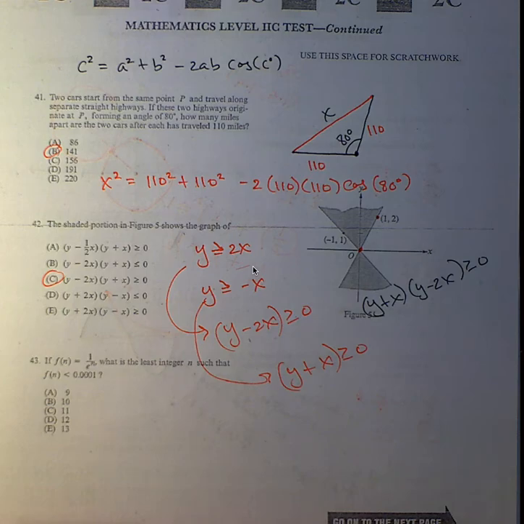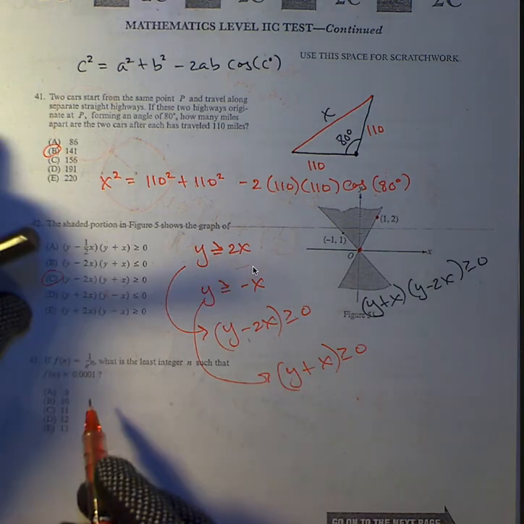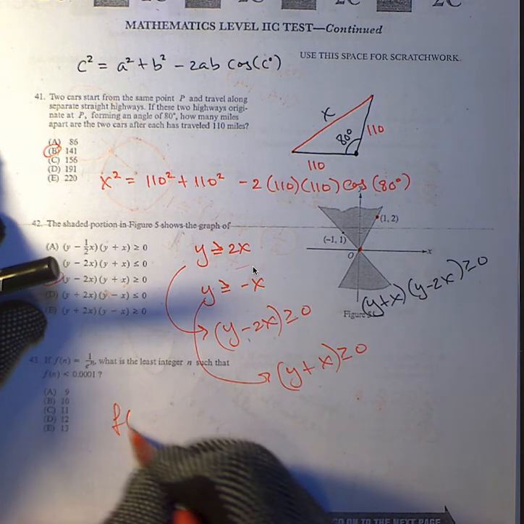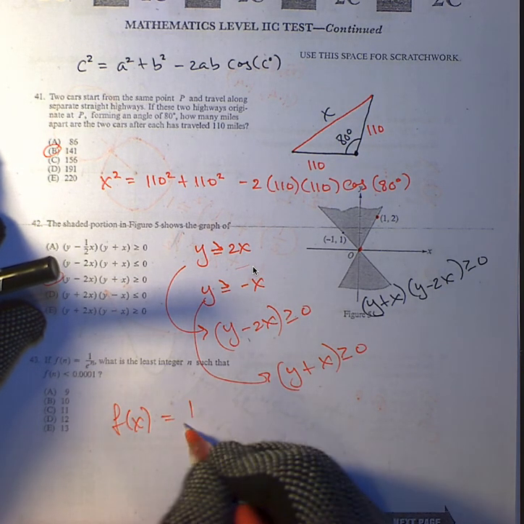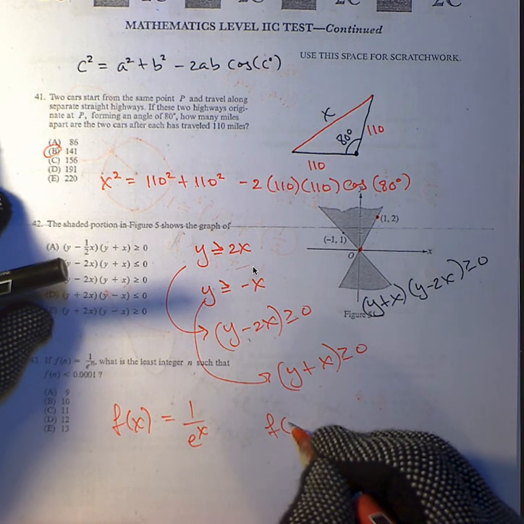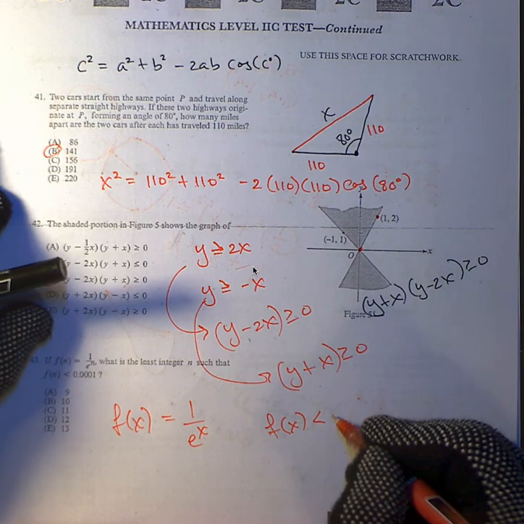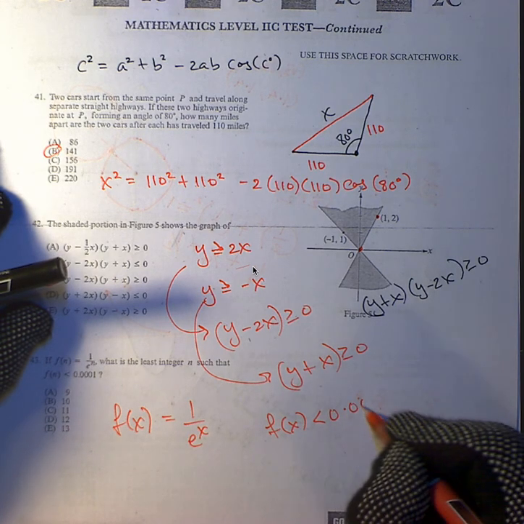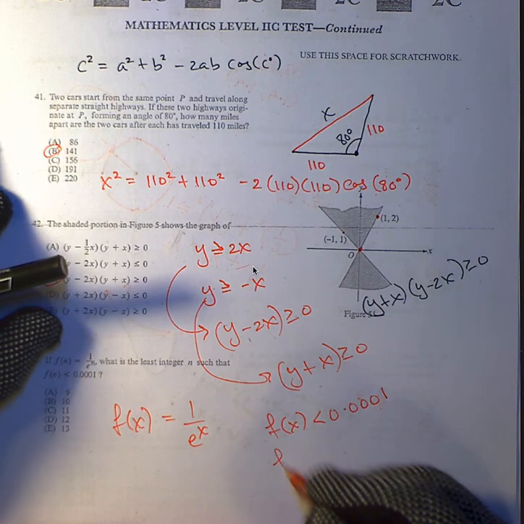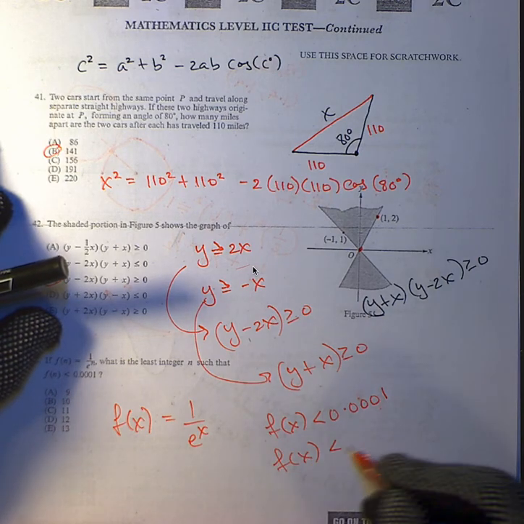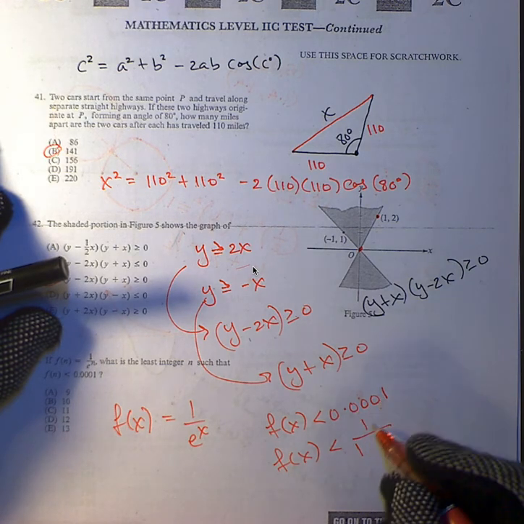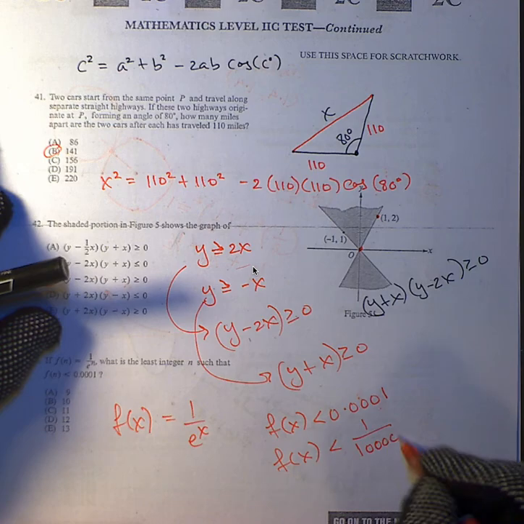Next is 43. What does 43 say? It says we're given f of n is equal to 1 over e to the n. Notice that we can say that f of x is equal to 1 over e to the x, so it doesn't matter. Then we'd be seeking where f of x is less than 0.0001. So this is saying f of x is less than 1 over 1 followed by 1, 2, 3, 4 zeros.